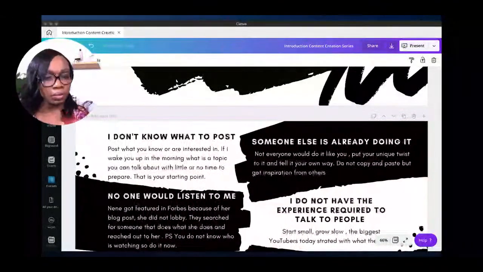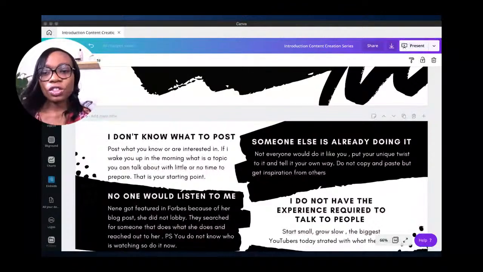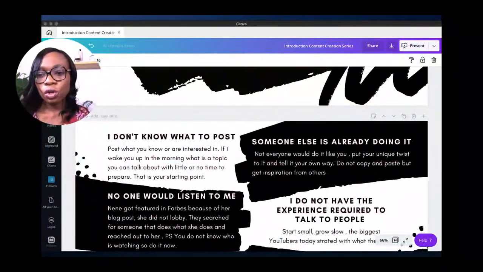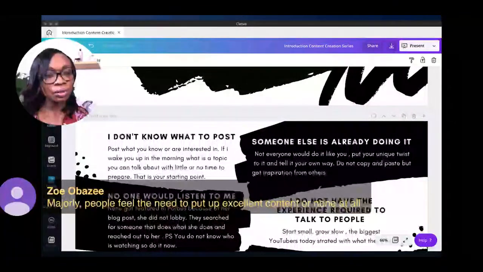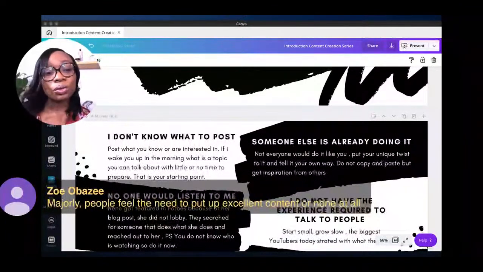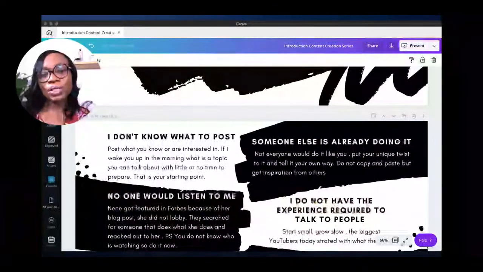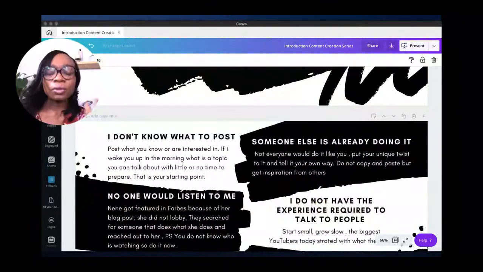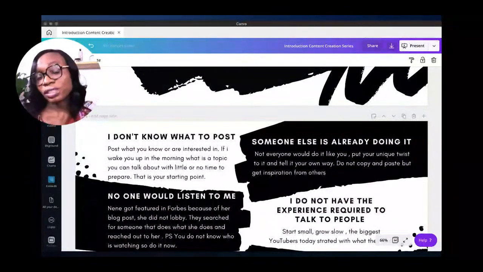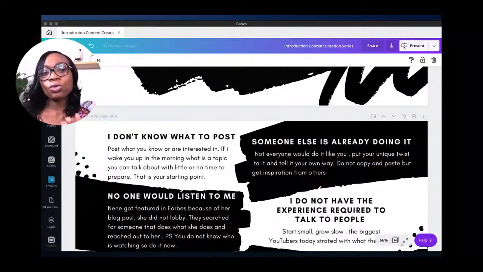Yes, Zoe said majority of people want to put up the best message or nothing at all. That's a major reason why people don't post. They just feel, oh, if my message is not good enough, I'm not putting it anywhere. And that's perfectionism. So perfectionism also makes you undecided about what to post.